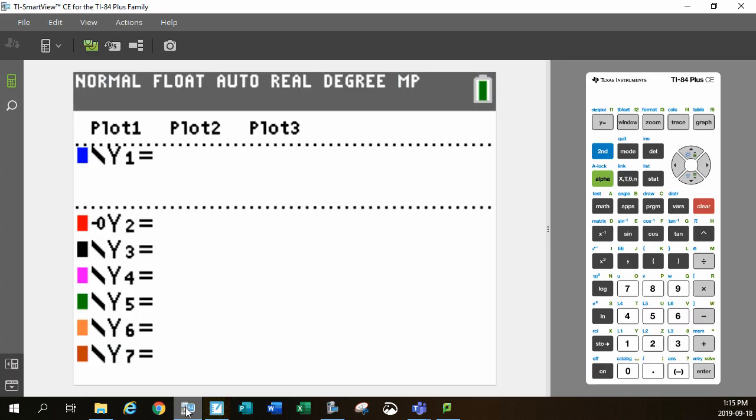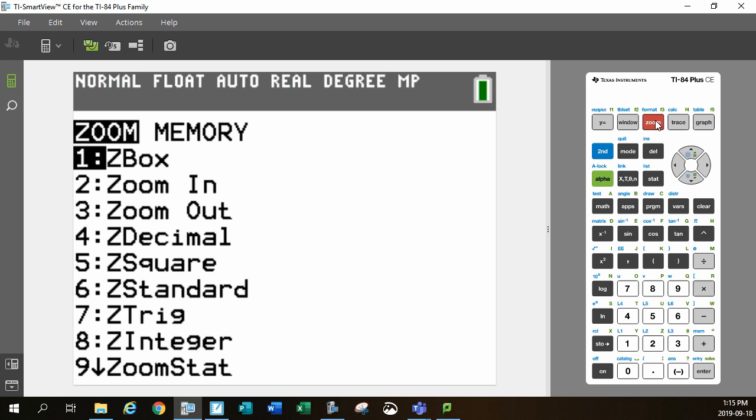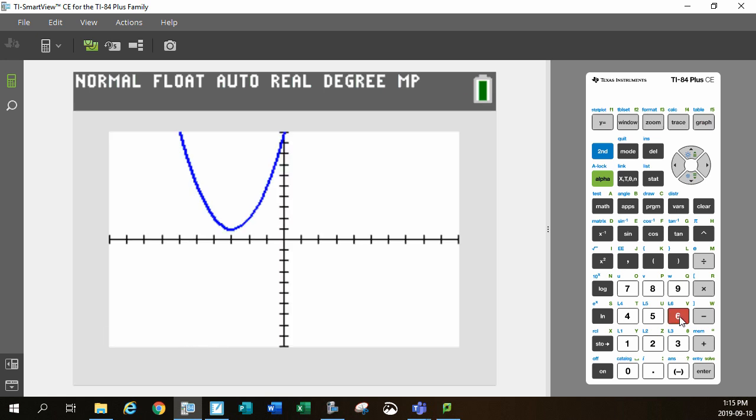Here we go: y equals x squared plus 6x plus 10. I'm going to go over to the Zoom and standardize this to make sure it's 10, 10, 10 in every direction. I purposely picked this particular parabola so it fits really nicely in our window setting, and we don't have to fool around with that.